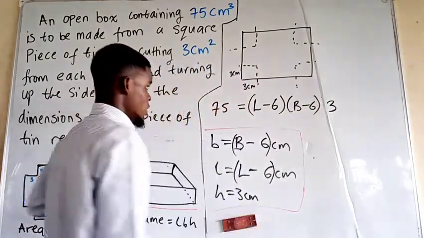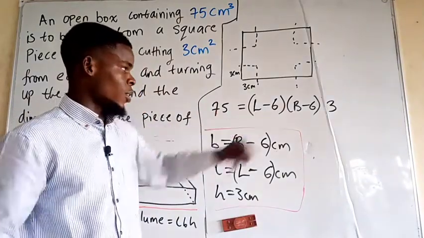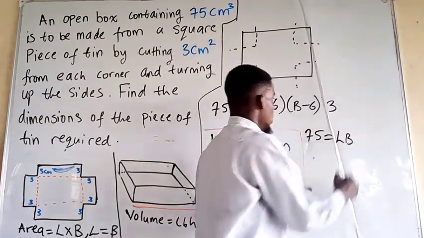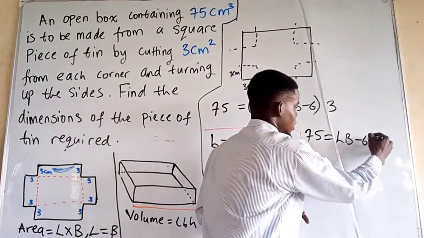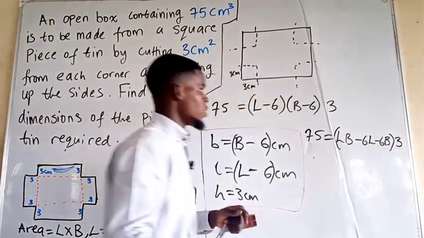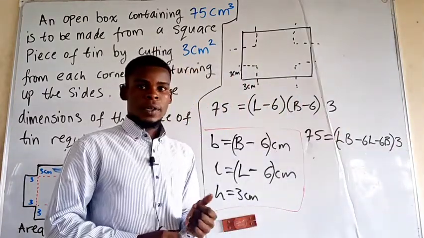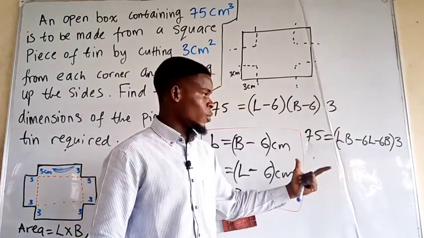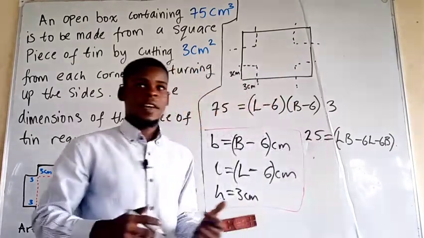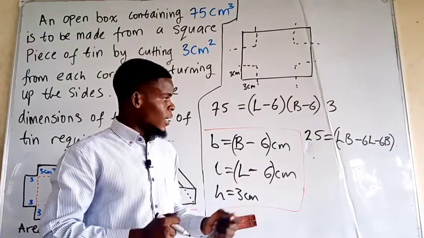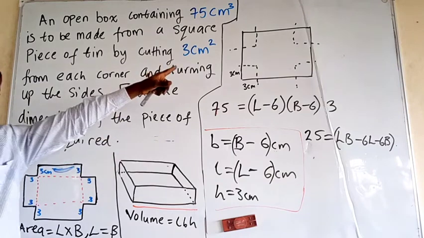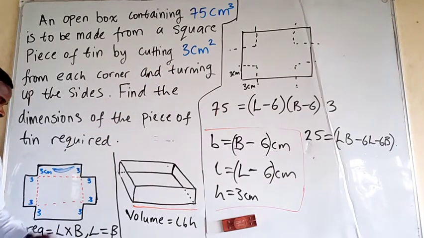So if we want to simplify this, we multiply everything on the right hand side, and we're going to have that 75 is equal to L times B, then negative 6L, negative 6B, then times 3 on this other hand. Anyway, without multiplying the 3 inside, let's divide both sides by 3. The 3 will be gone over here, and here we'll be having 25, because 75 divided by 3 is just 25. Great. Now, you notice that this capital L and capital B are the length and the breadth of the piece of tin, right? Since it's just a square, they are the same.